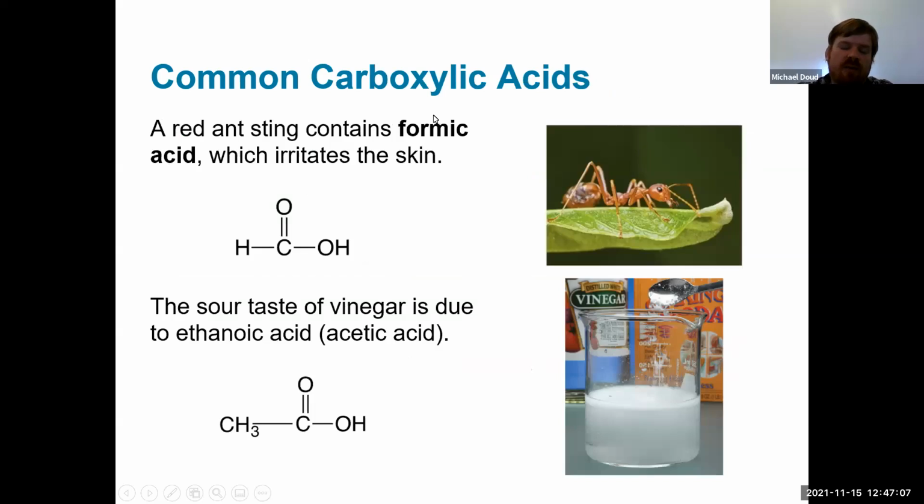Formic acid, I hope I have this correct, is named after the word formos, from the Latin word for ant. That's because the acid in an ant sting is actually formic acid. So it gets named after the ants. Likewise, vinegar, I mentioned here as well. That comes from acetic acid.